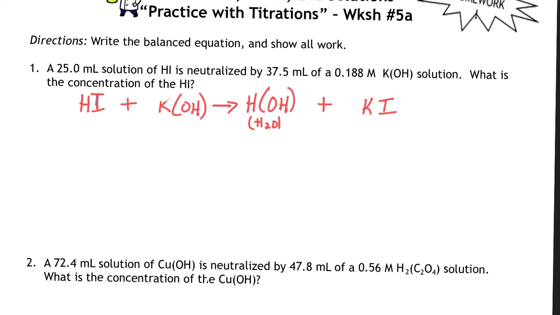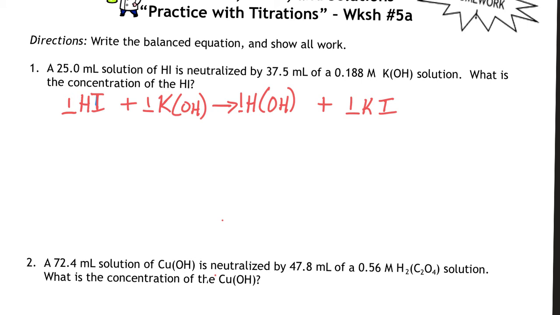All right. Now, the next thing that I need to do is to make sure that it's balanced. So on one side here, I've got 2 hydrogen on my reactant side. I've got 2 hydrogen on my product side. I've got 1 potassium on the reactant side, 1 on the product side. It looks like this is balanced as it is. So my coefficients are going to be 1, 1, 1, and 1. I'm going to need that for my mole bridge.